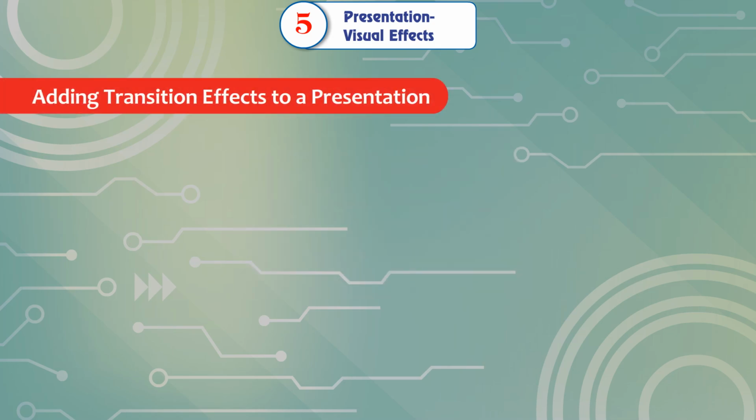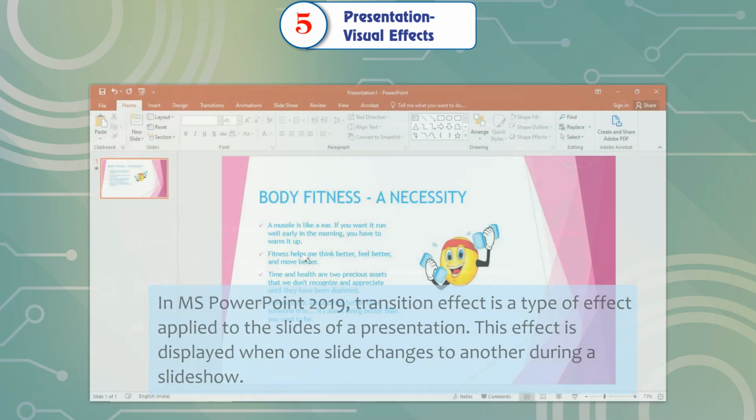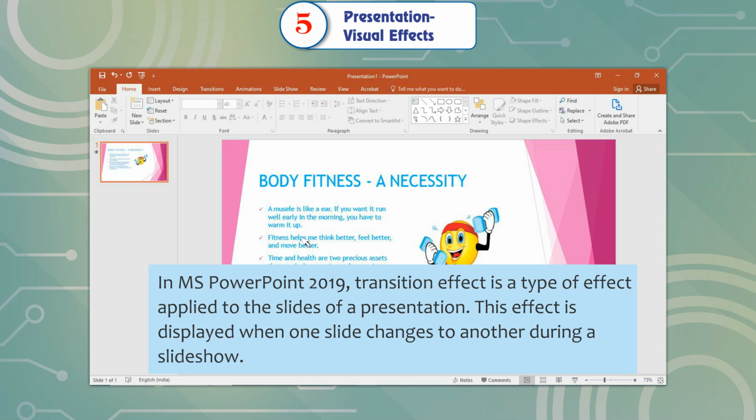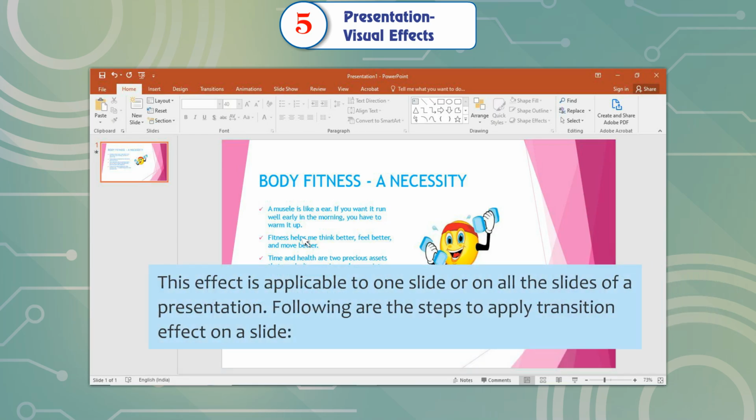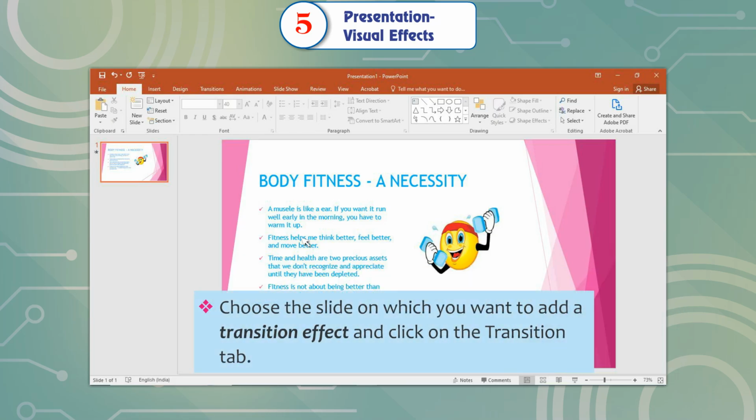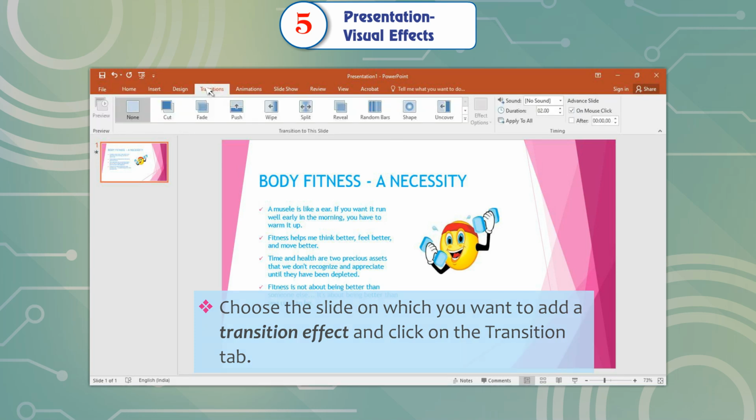Adding transition effects to a presentation. In MS PowerPoint 2019, transition effect is a type of effect applied to the slides of a presentation. This effect is displayed when one slide changes to another during the slideshow. This effect is applicable to one slide or on all the slides of a presentation. Following are the steps to apply transition effect on a slide. Choose the slide on which you want to add a transition effect and click on the Transition tab.